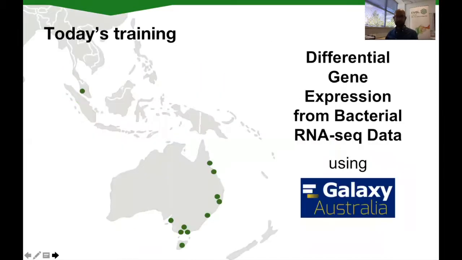So a major priority across all of EMBL-ABR and most of the nodes is bioinformatics training, and this is why Galaxy Australia has partnered with the nodes that you're associated with to deliver this series of national training events. In this short training session, we'll explore Galaxy Australia, an open access, free to use portal for all Australian life science researchers, used to perform data manipulation and analysis. And we'll also be looking at how it can be used to analyse differential gene expression using RNA-seq data. Today we're going to be using bacterial data as the examples.